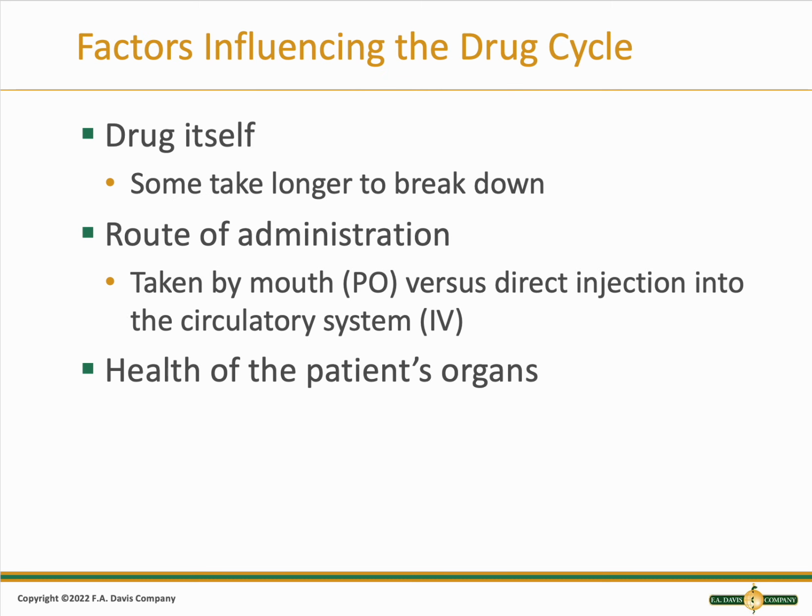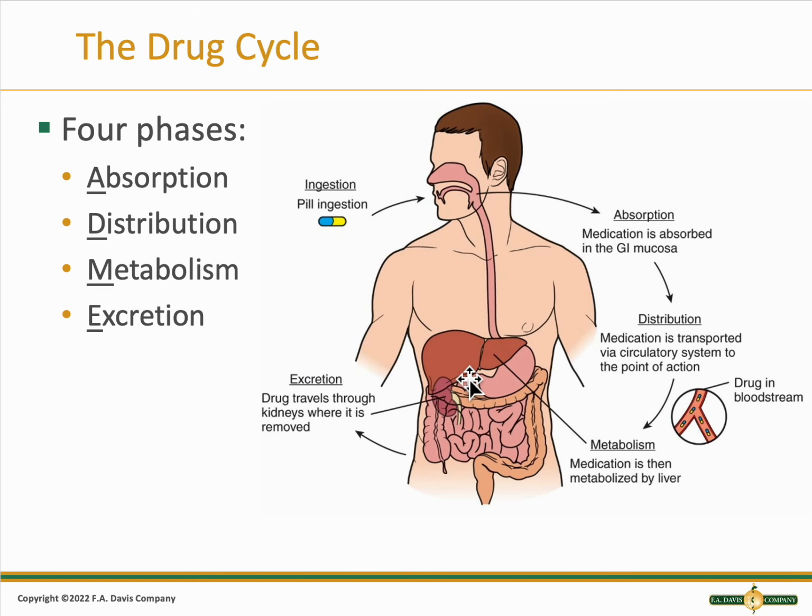And then the health of the patient's organs. Again, a good example would be the liver. If the liver is damaged, then your ability to detoxify or deactivate the drug is lower, which means that you will build up more drug than another person who has a healthy liver, right?